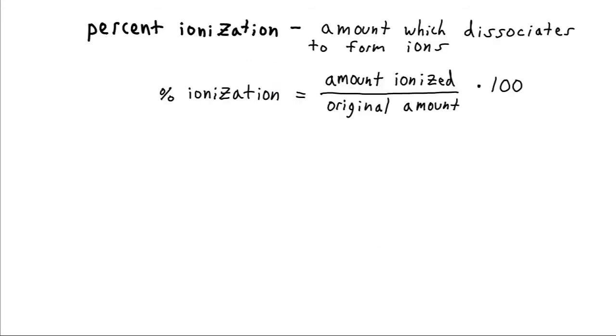Another way we might characterize a substance which includes an acid or a base is by how much of the acid or the base decomposes. And this is called its percent ionization. It's just the percentage of the original substance which converts into ions. We'll take the amount which is ionized and divide it by the original amount and then multiply by 100 to turn that fraction into a percentage.